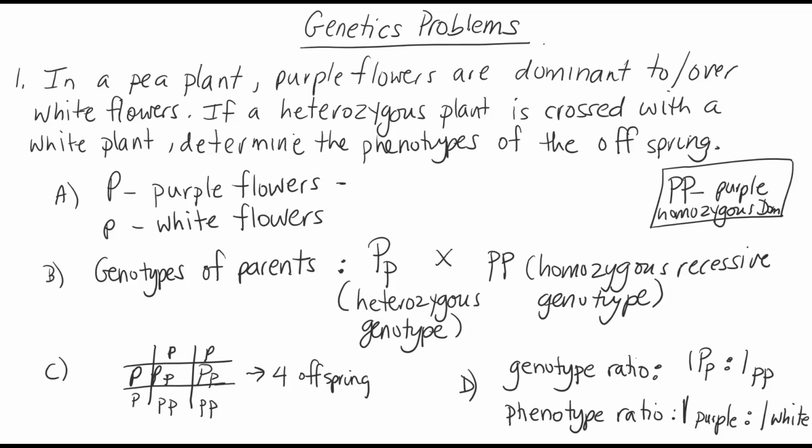And the question was, determine the phenotypes of the offspring. So that's a ratio. You can also write it as a percentage. So you would say 50% purple to 50% white. Okay, you could also write it like that. And that's how we do the first type of problem. We're going to do many more, and we will have lots of practice on this, okay?